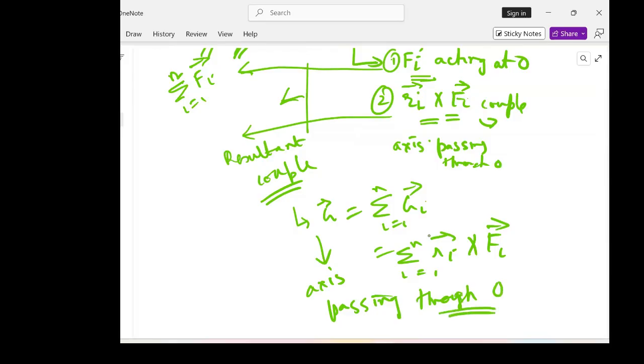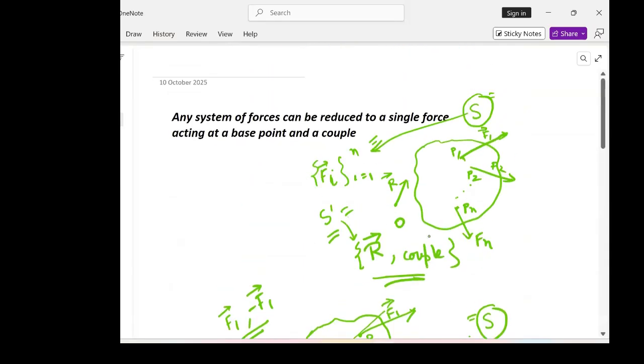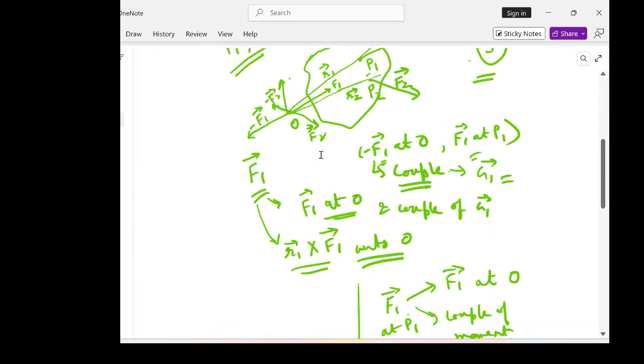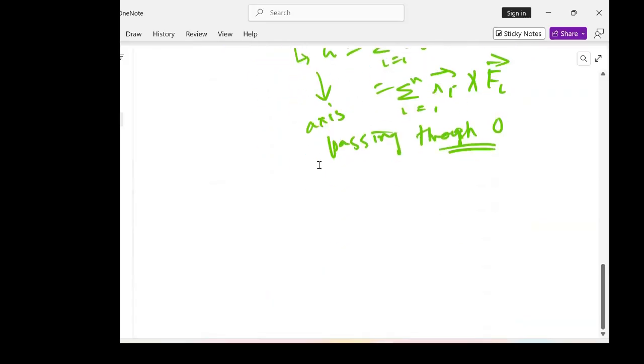So what we tried to prove, we have already achieved. We tried to prove that a system of forces comprising n forces can be reduced to another system having a single force, that is R, acting at the base point O, and a couple having the moment summation of Ri cross Fi. So we have proved that this is indeed possible.